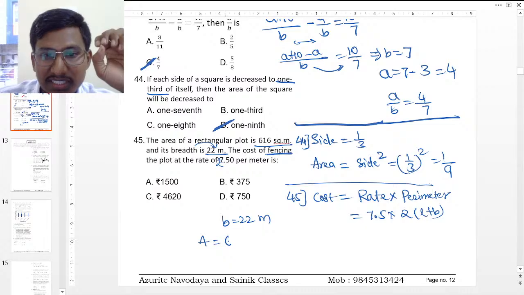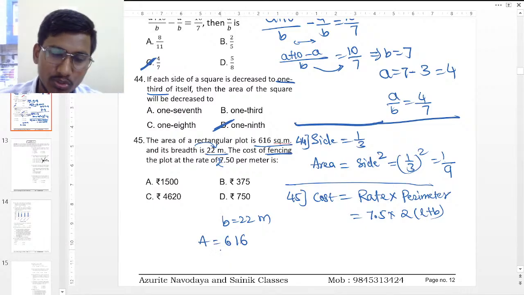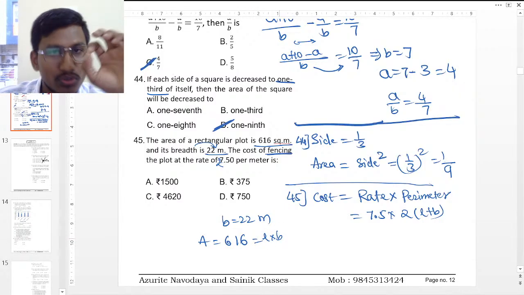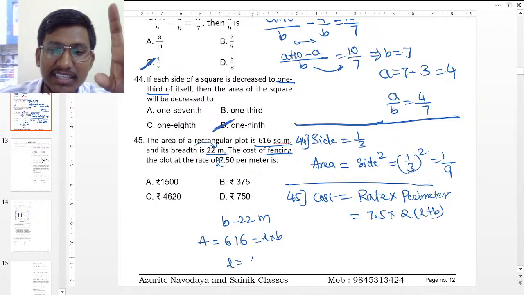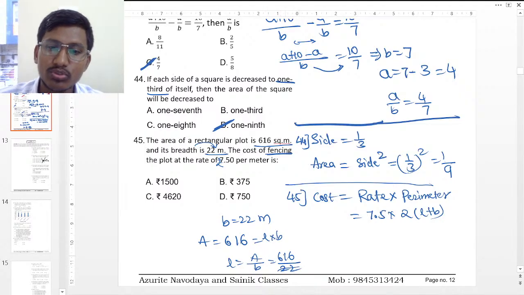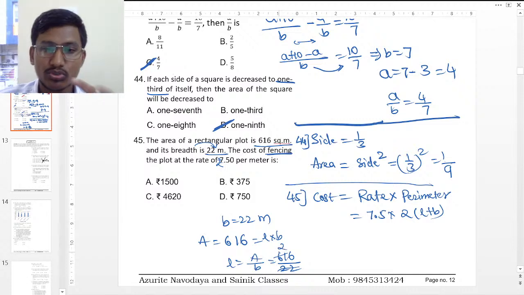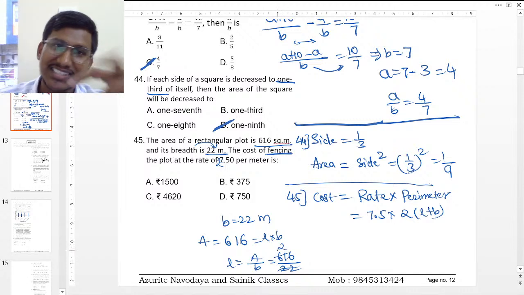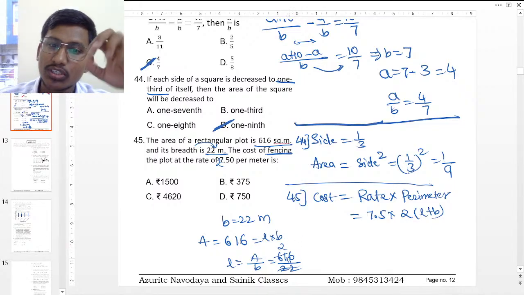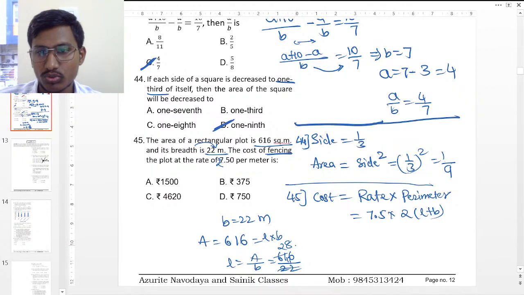The plot area is 616. So how do we find the plot area? That is length into breadth. So if we want to find the length, we have to divide area by breadth. So area is 616 divided by breadth 22. Now if you divide by 22, 22 2s are 44, 22 3s are 66, the remainder is 176. 22 8s are 176, so 28 will come. So the length will become 28.